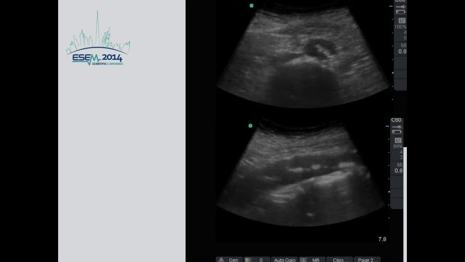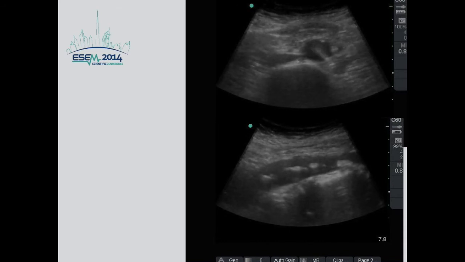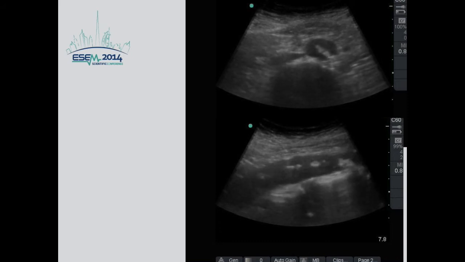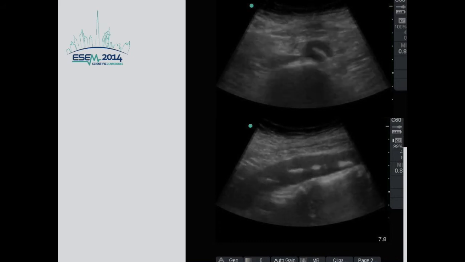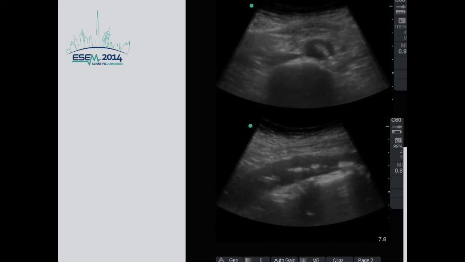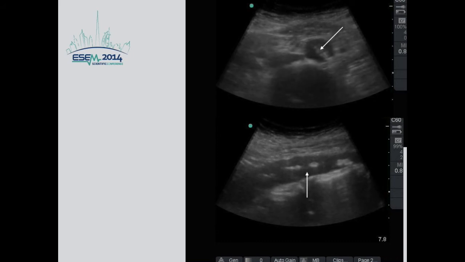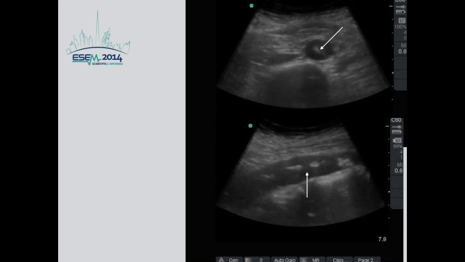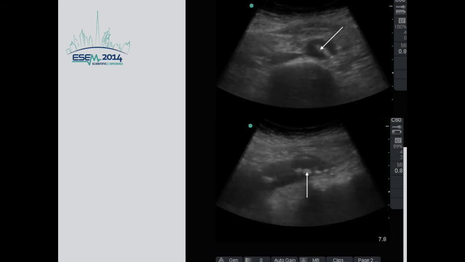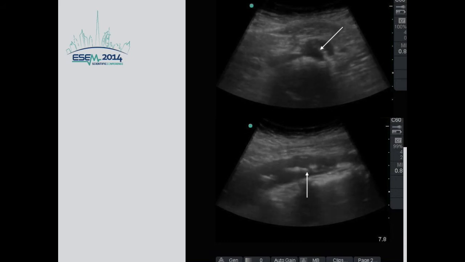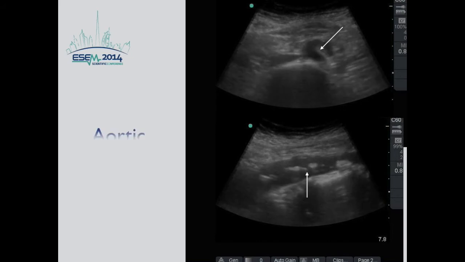An aortic dissection with a floating intimal flap may occasionally be seen while performing an ultrasound to rule out abdominal aortic aneurysm. So in this scan, you can see that there is this intimal flap within the abdominal aorta, both in the transverse and the longitudinal view, making the diagnosis of aortic dissection.